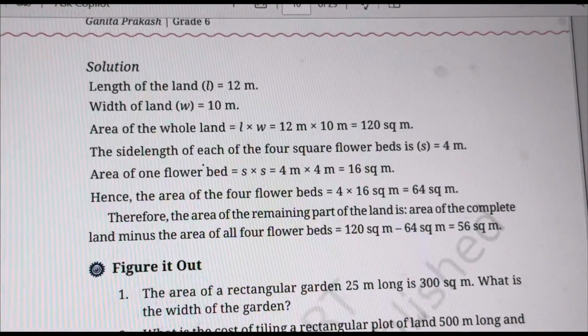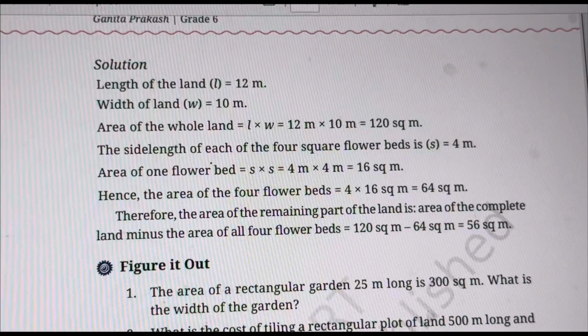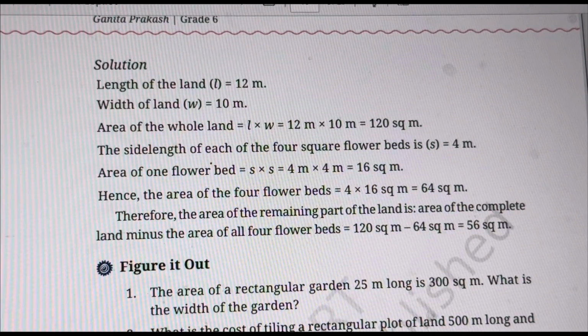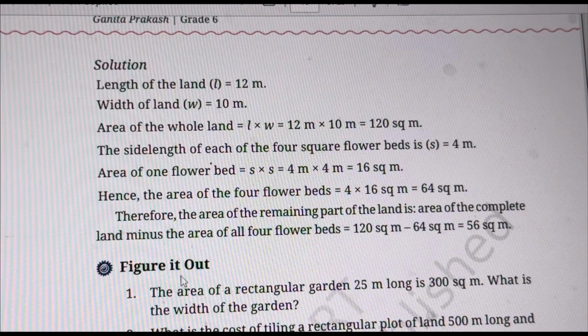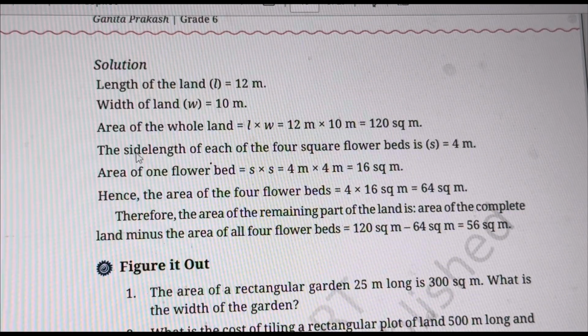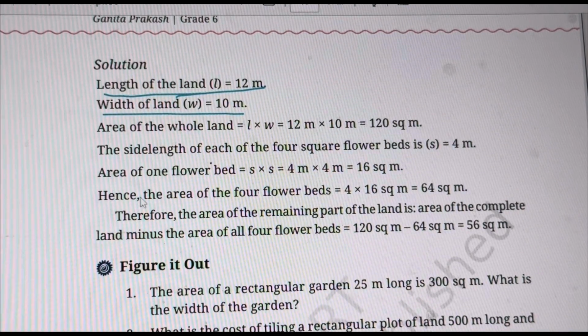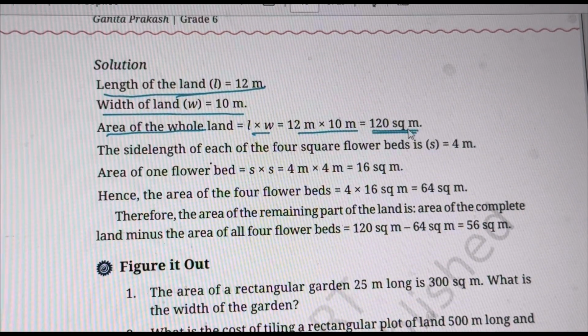So first again we write down the facts. See, always follow the examples, how it is solved, so that when you solve the figure it out, you also follow the same pattern. So first write down what is given, and from that what you can find out, because children face most of the problems while solving word problems. So first write down the facts. Length of the land 12 meter, width of the land 10 meter. From this you can find out the area. So area of the whole land will be L into W, that is 12 into 10, that is 120 square meter.